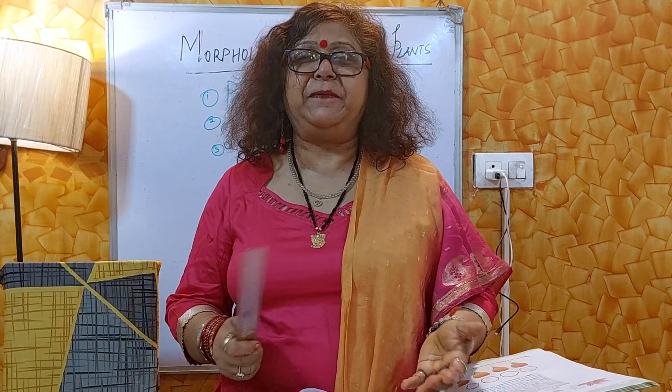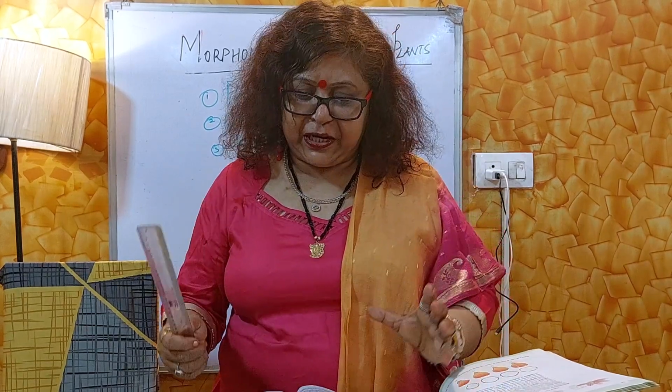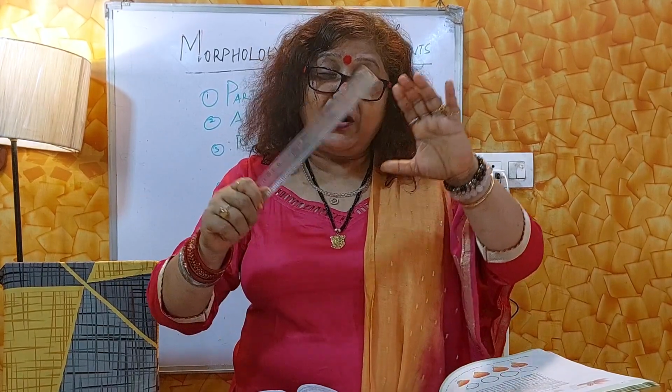and the corolla can be of various shapes. It can be tubular shape, it can be bell shape, it can be funnel shape. Right? That is the speciality of the corolla, what shape it can be.